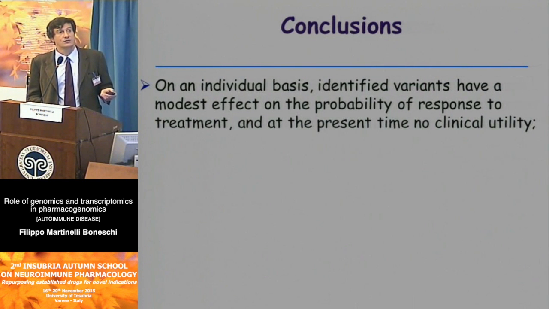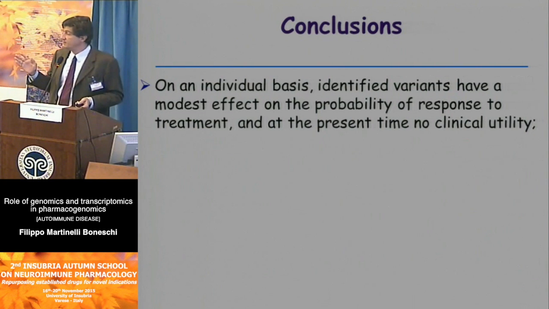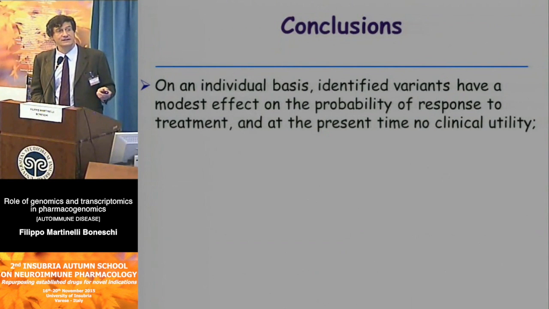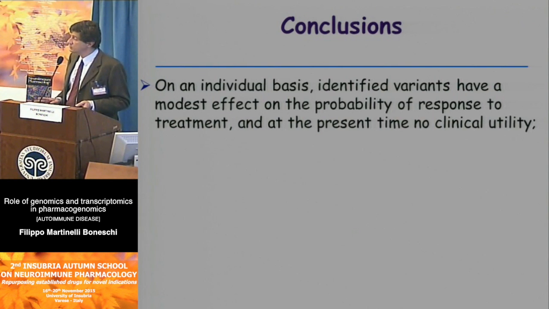So, what we can state, and I'm using MS as a model, is that in MS, identified variants have a modest effect on the probability of response to treatment. At the present time, it's not possible to use in clinical practice this type of variants to predict patients who respond or don't respond to treatment. And it is important to say to patients that we are not yet ready. I think that we need to invest money in that. And we still need to explore this issue, but there is no clinical utility so far.